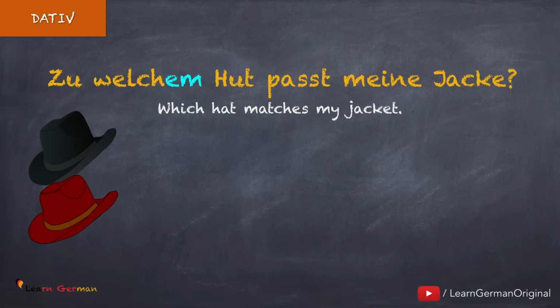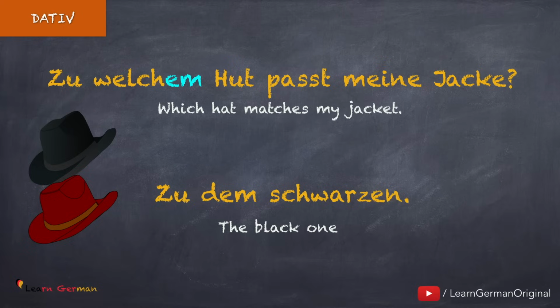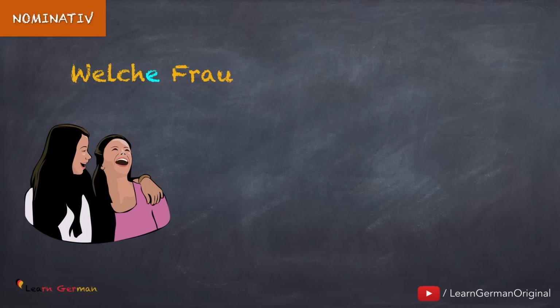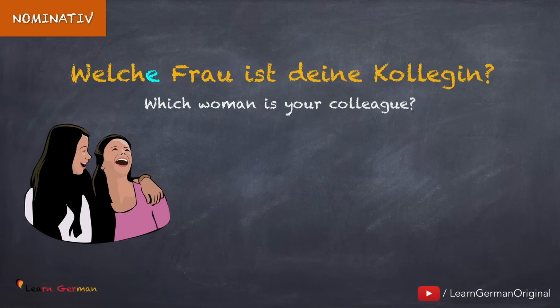As you can see, the endings for welch are the same as the respective articles in every case. Now let's look at the answer. Zu dem Schwarzen. Now let's look at the feminine article. If you know the feminine article in all cases, then this should be very easy for you. Let's look at the first one in nominative. Welche Frau ist deine Kollegin?